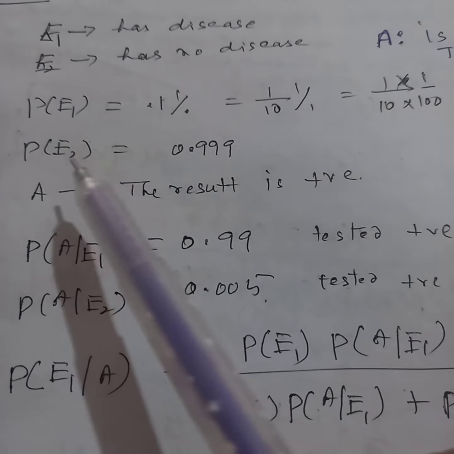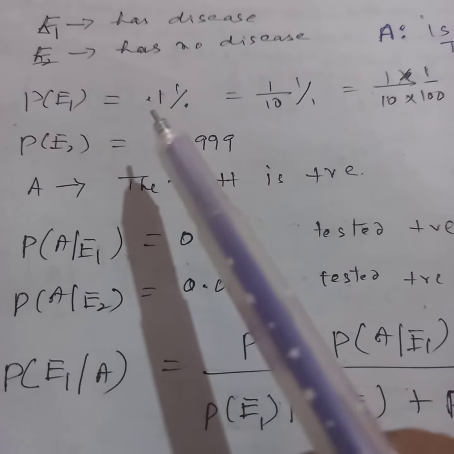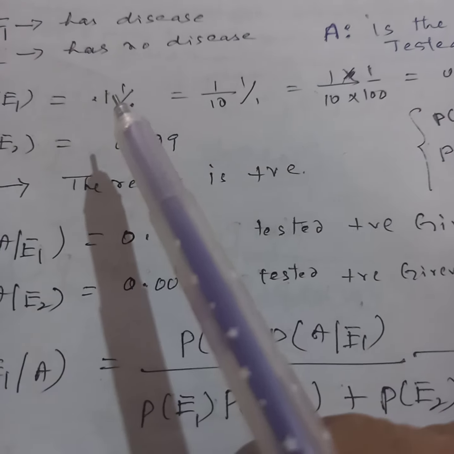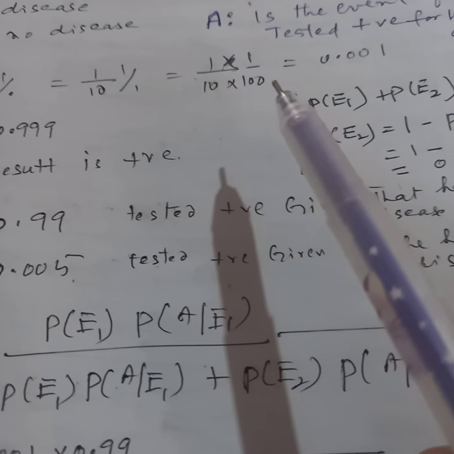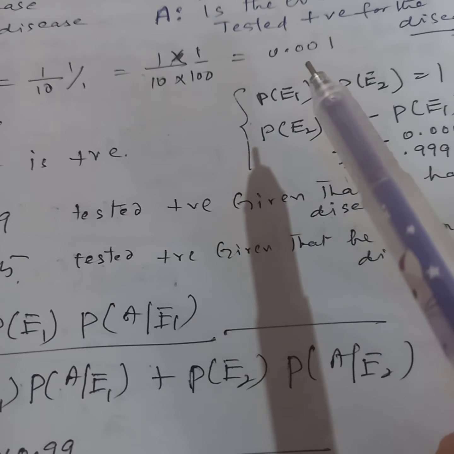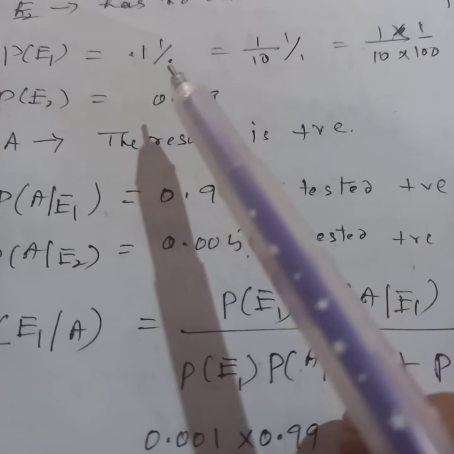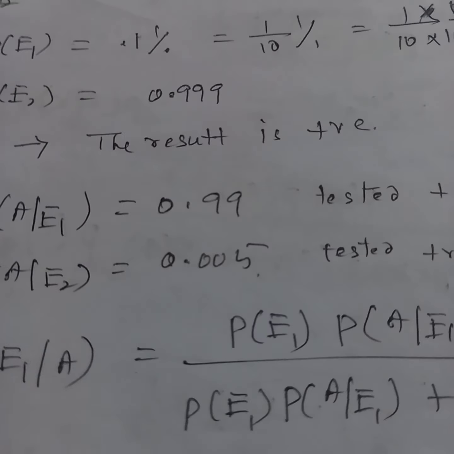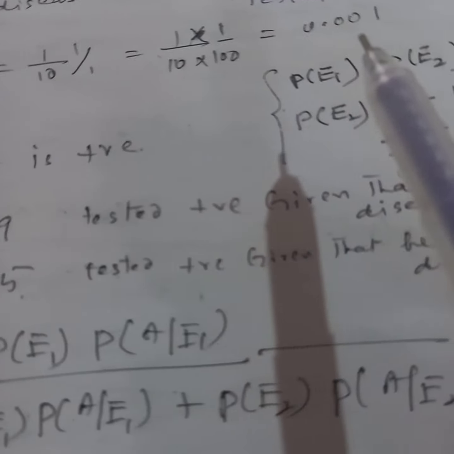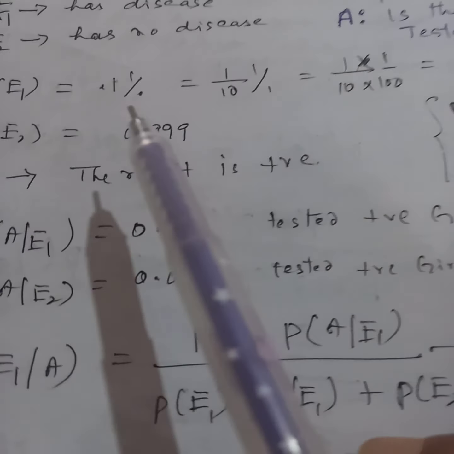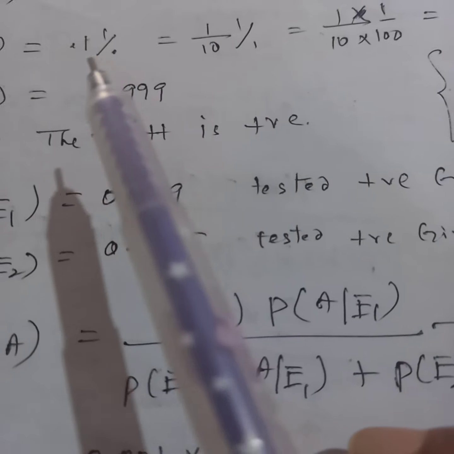The probability of a person having disease is 0.1% only, and that we will convert into a decimal. See, it's in percentage form, that we will change into decimal form. That comes to 0.001. So P(E1), the probability of a person having disease, is 0.001. The percentage has been changed into decimal form.